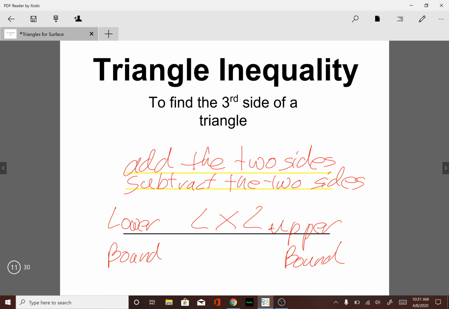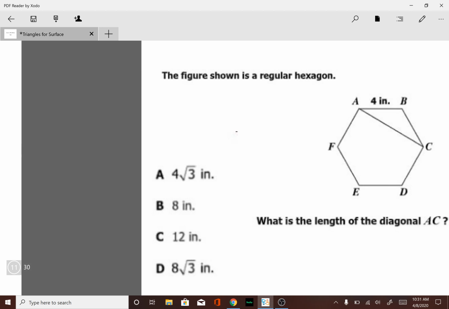So remember, if we have 2 out of the 3 sides, we add them together. That tells us how big the third side could be. If we subtract them, that tells us how small the third side could be.